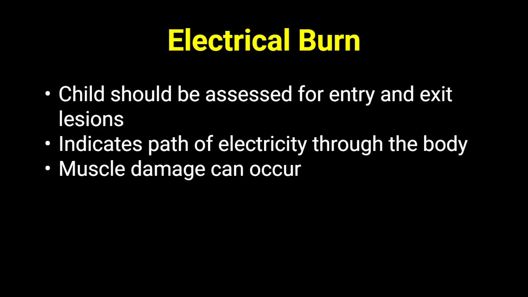If the current passes through the chest, it can affect the heart, increasing the risk of life-threatening cardiac dysrhythmias. For this reason, many children with significant electrical injuries require continuous cardiac monitoring. Electrical injuries can also cause deep muscle damage, leading to rhabdomyolysis, where damaged muscle releases myoglobin into the bloodstream. Myoglobin can obstruct the kidneys, increasing the risk of acute kidney injury, so maintaining adequate fluid intake and monitoring urine output are important.